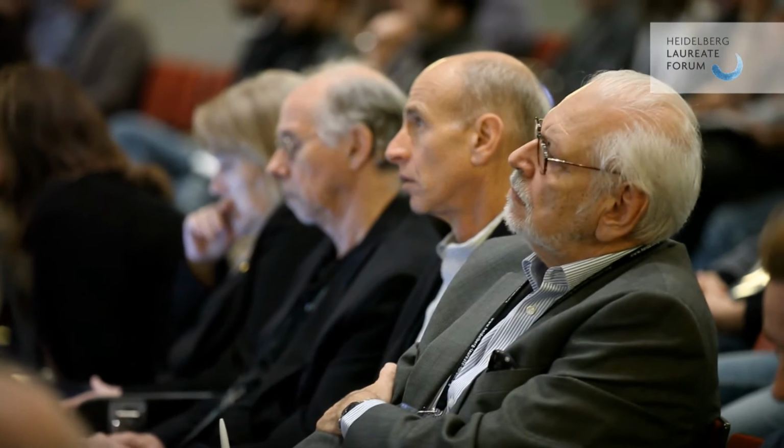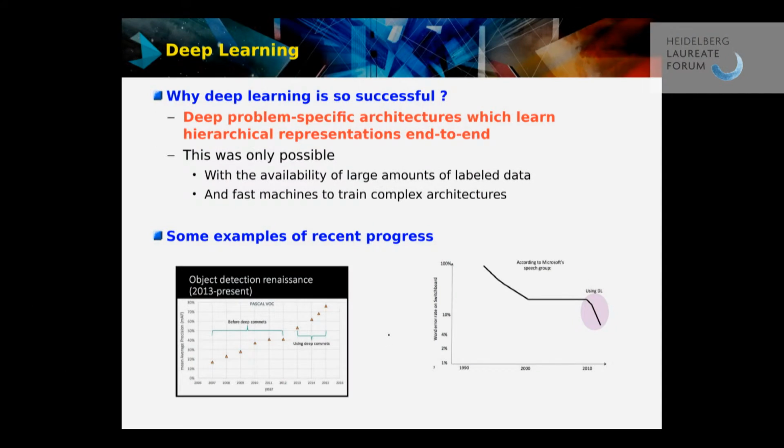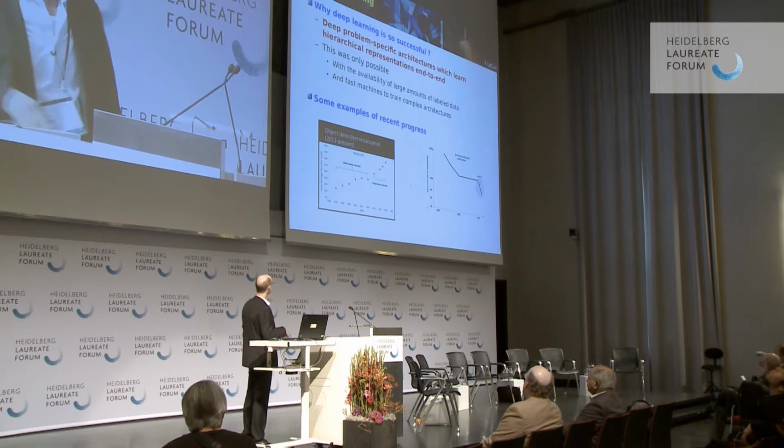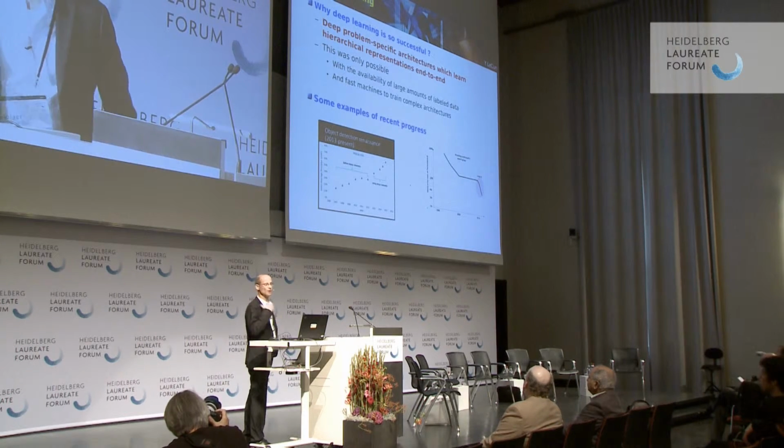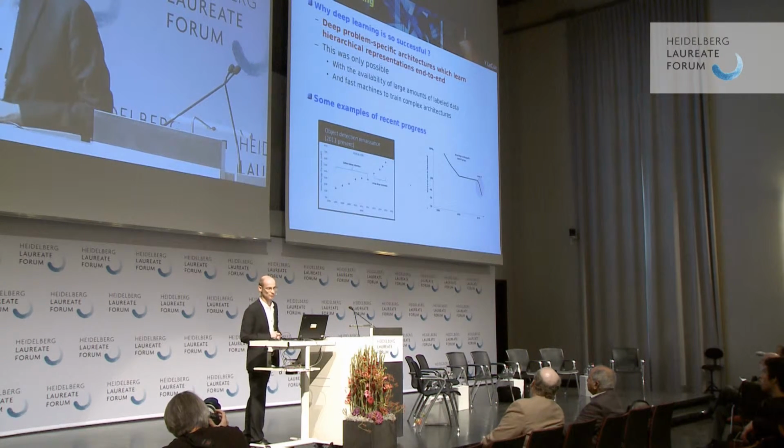Here are two examples of recent progress. On the left, we have object detection over the last 10 years. And you can see from 2006 to 2010, there was some progress. And then you have a type of plateau. So traditional technology, we didn't improve anymore. And then came deep learning. And it's pretty clear how you can see a steep decrease of the error once deep learning was introduced.